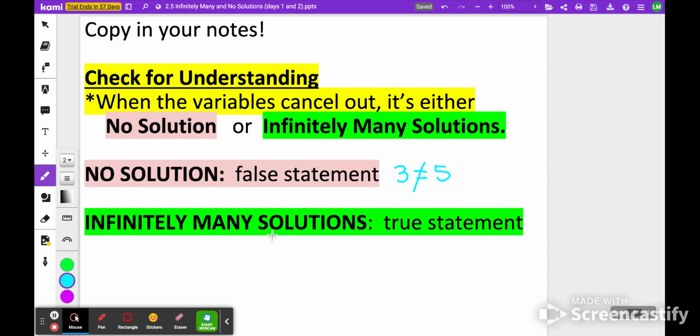However, if you have a true statement, that would be an infinitely many solutions mark. That would mean when you cancel out all the variables, you get 3 is equal to 3 or 5 is equal to 5. Both of these things are true, so we would say those have infinitely many solutions. Take time now and pause the video here, copy down what you see, and when you're ready to go on, click play.